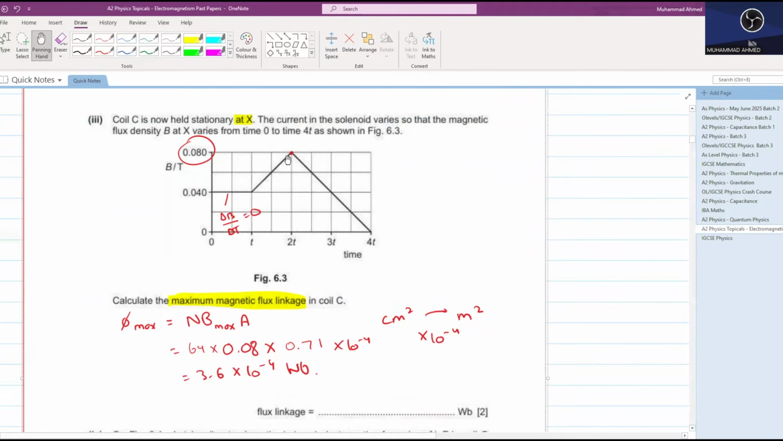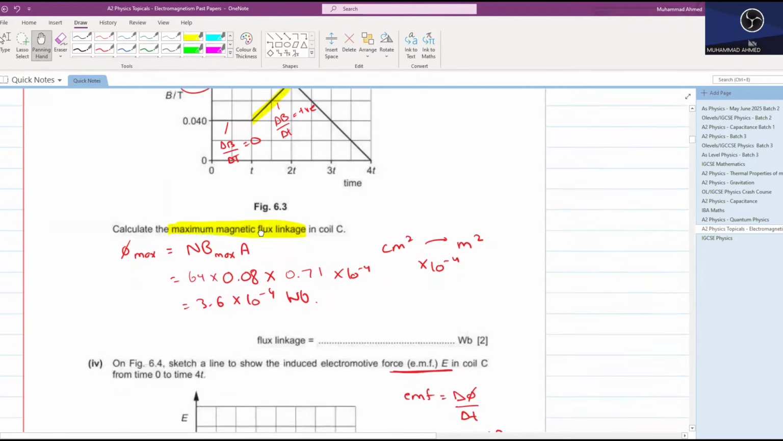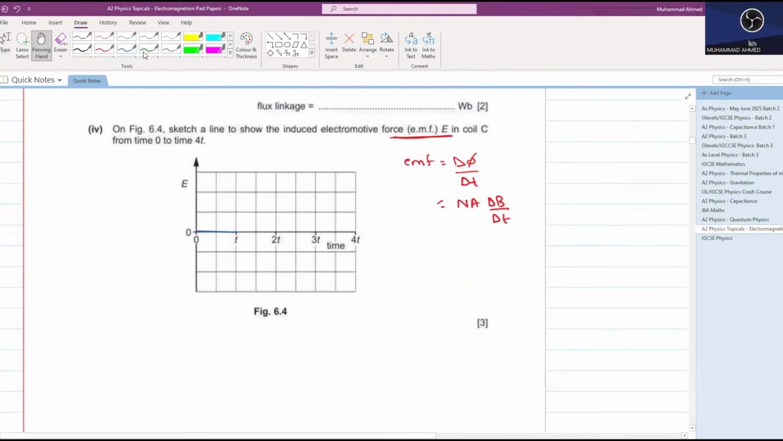Then from t till 2t, you have a positive gradient. Can you see? One second, let me take a highlighter. This change in B over change in t is positive. Okay, so you will have a positive EMF. Let's say you have a positive EMF like this. Something along these lines. And let's complete this graph by drawing vertical lines as well.